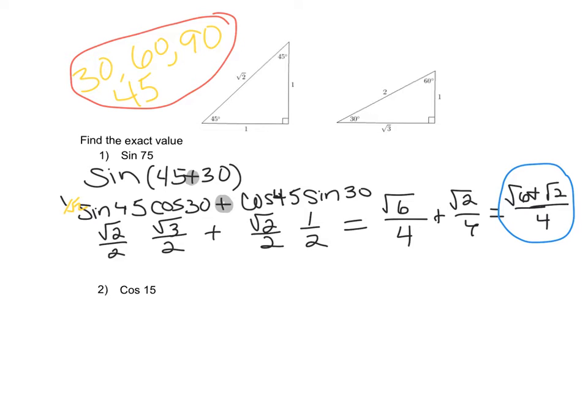All right, so the next one, I'm going to do cosine of 15. And again, I'm thinking using my angles up here, I'm thinking, how can I add or subtract to get 15? So I'm going to subtract, and you could probably do this a couple ways. So I'm going to do cosine of 45 minus 30.